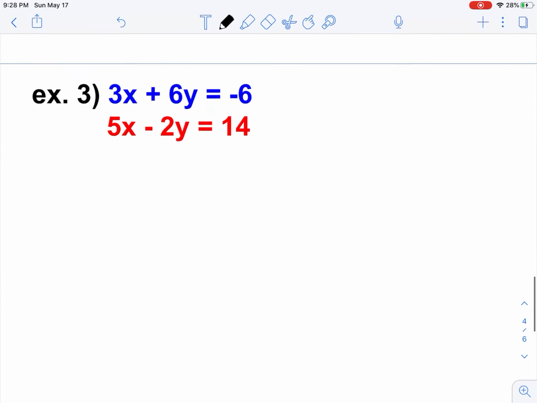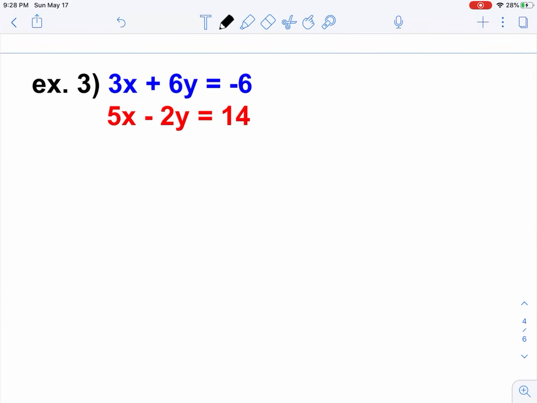Let's do one more just to really get you in the swing of things. So again, we don't already have opposites. We need to make opposites. It looks like the y's in this case will be the easiest one to make opposites out of. We have a positive 6y in the blue. If we multiply negative 2y by 3, that's going to make it negative 6y, and then we'll have opposites. So let's do that. We have to multiply the whole equation by 3, not just the term we want.